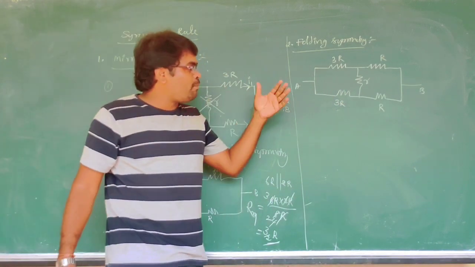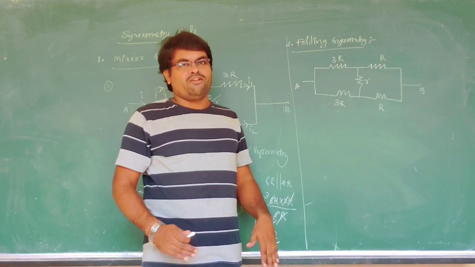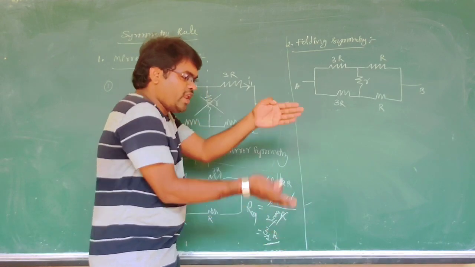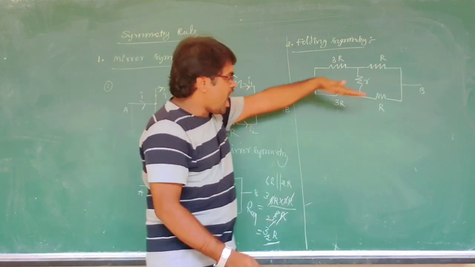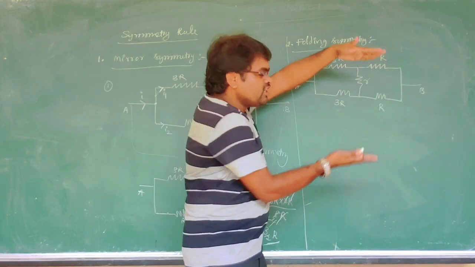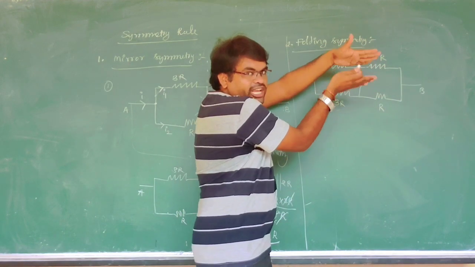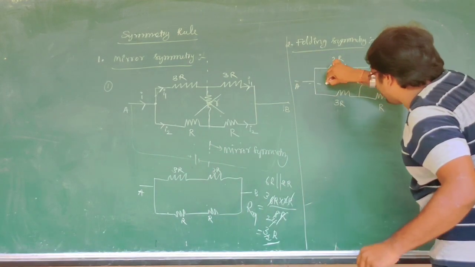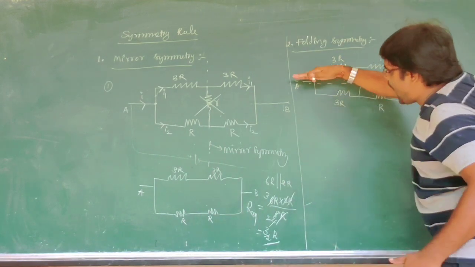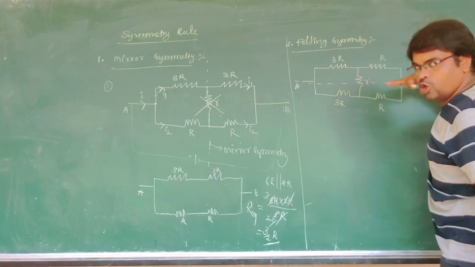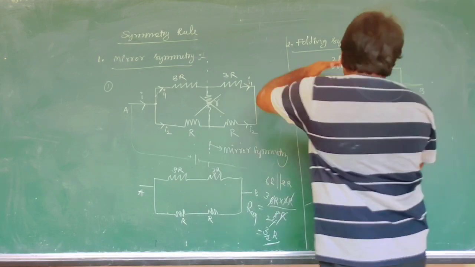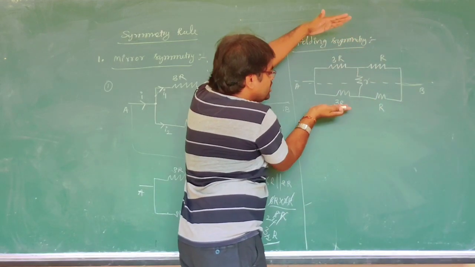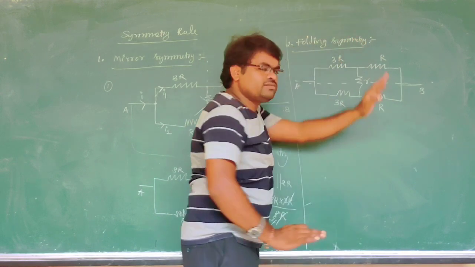Then we can apply the folding symmetry. Folding symmetry means folding up and down. That's why we can assume a line parallel to the terminals, parallel to AB. Then we are folding 3R, 3R, 3R, 3R.